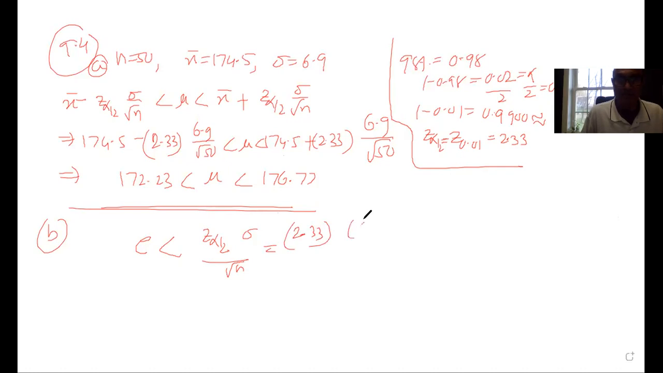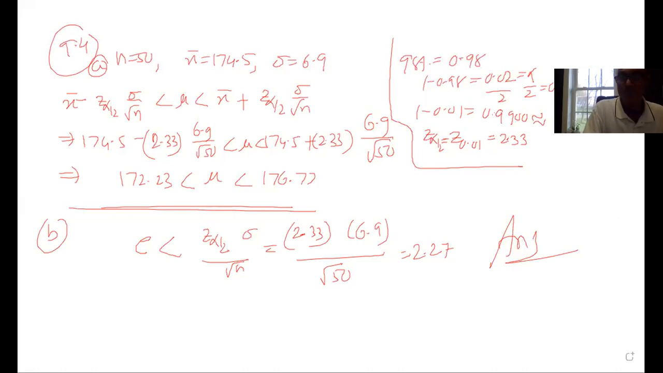2.33 sigma is equal to 6.9 and square root of n, that is equal to square root of 50. If you use your calculator, you will get that is equal to 2.27, and that must be the answer. So that's how you can solve the example. And now let me go for the last part.